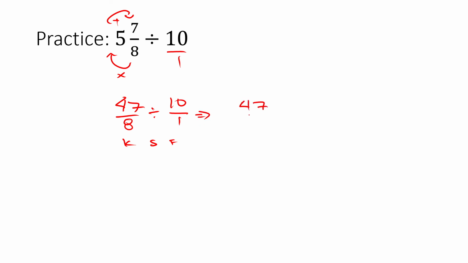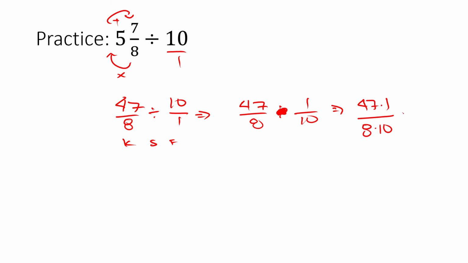47 over 8 stays the same, divided by 10 over 1, actually, not divided by. See, this is why you need the switch. Switch division to multiplication, and 10 over 1 is now 1 over 10. And then just multiply across. 47 times 1 and 8 times 10.